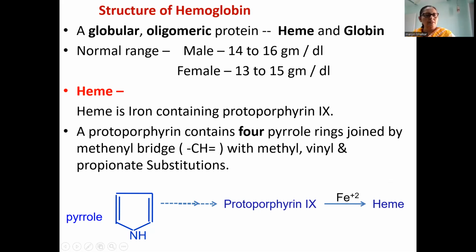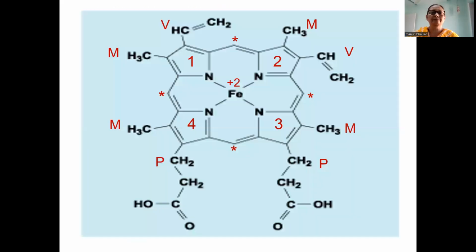Let us see the complete structure, so that it is easier for you to imagine or understand. So look at this structure. You have these numbers 1, 2, 3, 4. These are the four pyrrole rings. You can see that the pyrrole nitrogen is attached to the iron, which is in the reduced state, at the center. Now these four pyrrole rings, you can see that they are linked to each other by methynyl bridges.